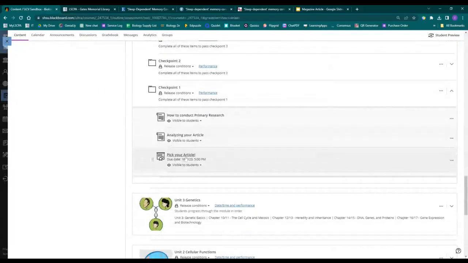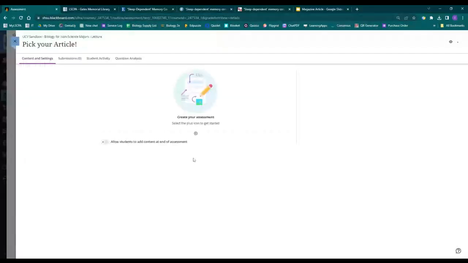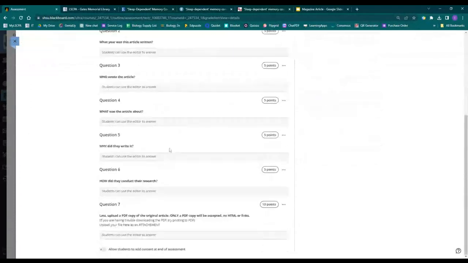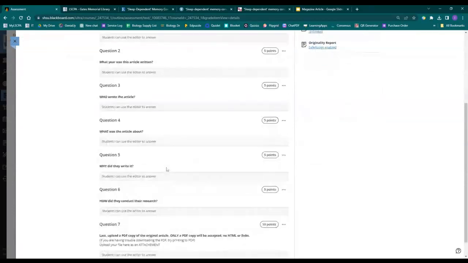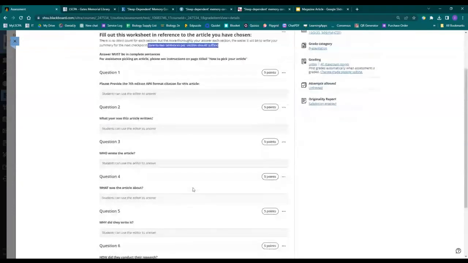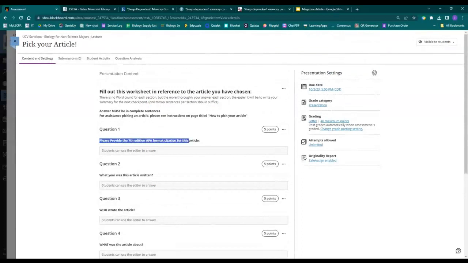Okay, let's look at the assignment. The assignment called Pick Your Article is where we're going to be putting all of this information. And it says the answer must be in complete sentences, and it must be about 2 or 3 sentences, 1 to 2 sentences for each section should suffice. The better you do on this assignment, the easier checkpoint 2 will be for you.